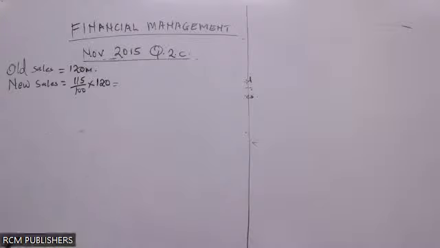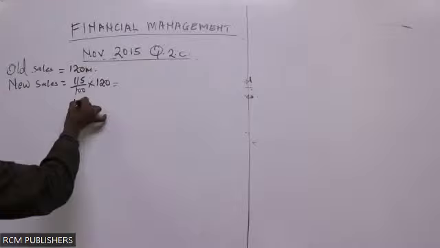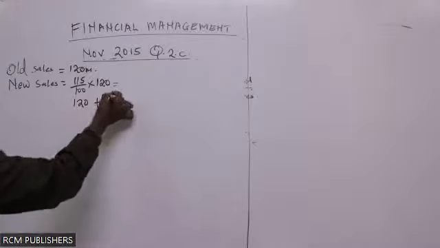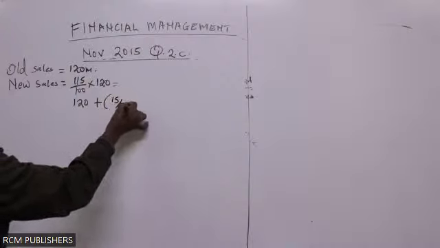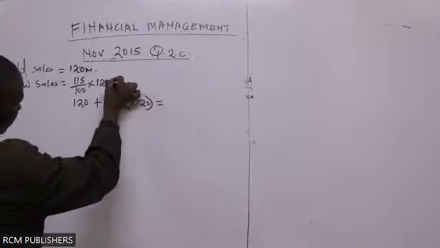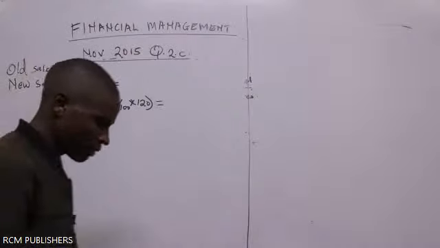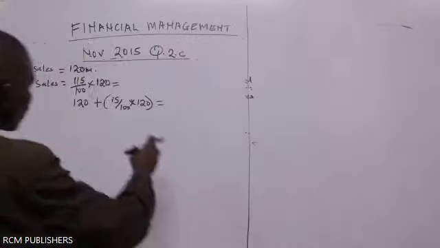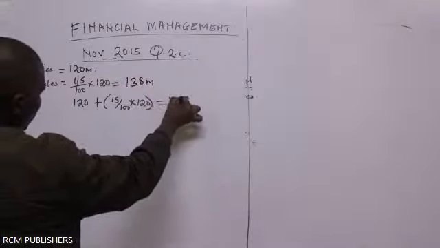Or you take 120 plus, this is the old sale plus, now it increased by 15%, 15 over 100 of 120. Both should give the same answer. So you're giving me 138 million.